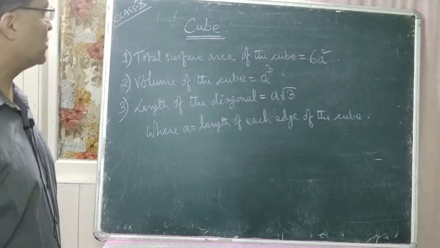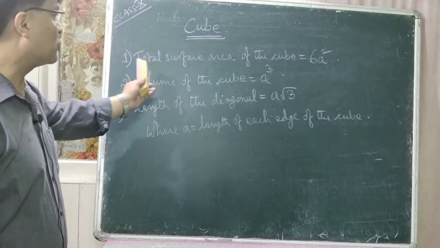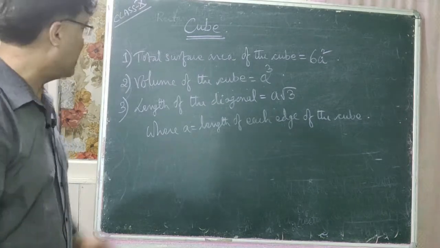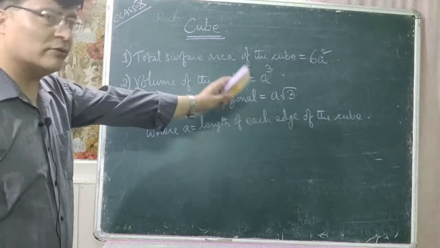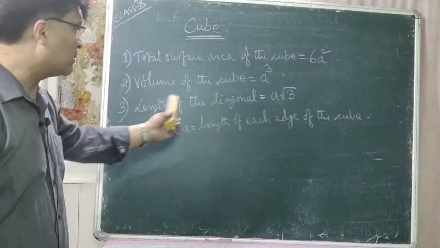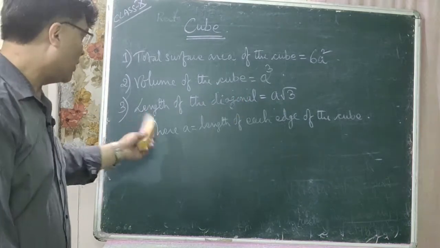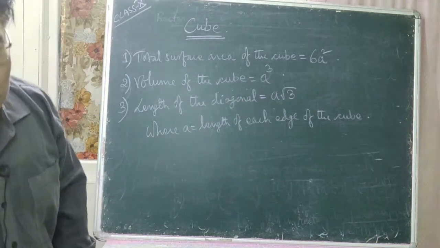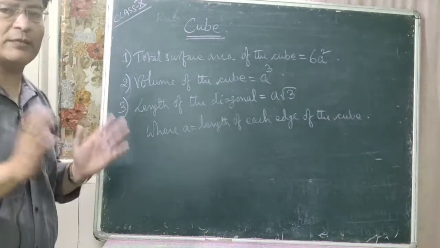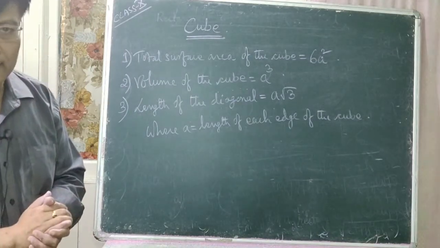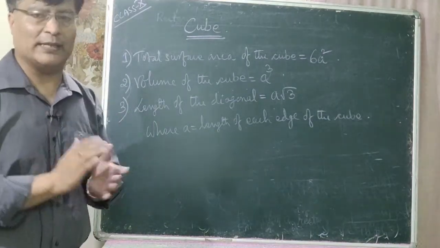So I think you have understood it. So for cube, total surface area of the cube is equal to 6a square. Number 2, volume of the cube is equal to a cube. Number 3, length of the diagonal is equal to a root 3, where a is equal to length of each edge of the cube. So this formula you should remember well. Okay? If you understand it, you will remember it.